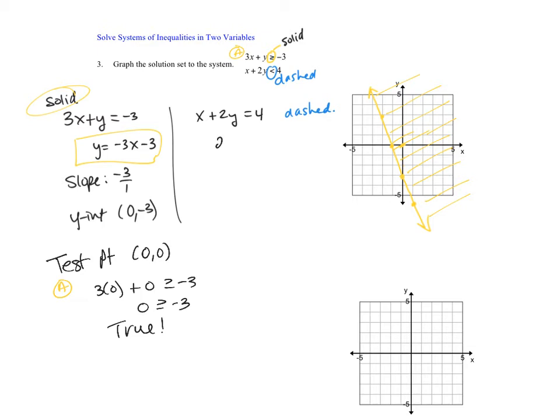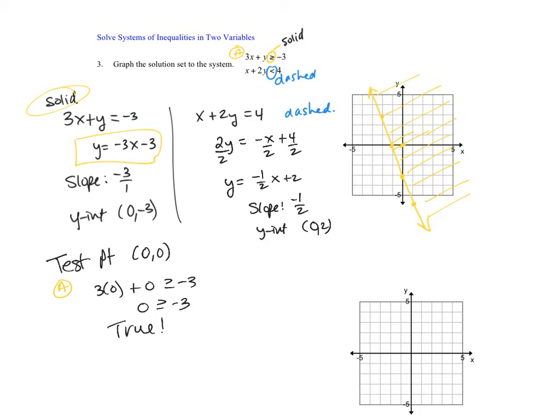Now I can do the second one, and rewriting this into y equals mx plus b form, divide by 2, and we get y equals -1/2 x plus 2. So there's our slope as -1/2, and the y-intercept, the y value, is 2.